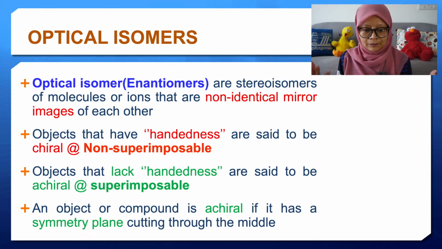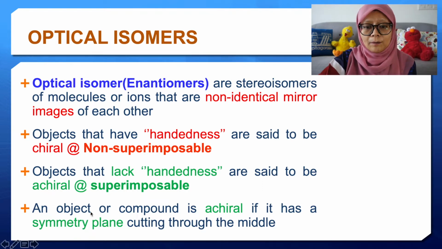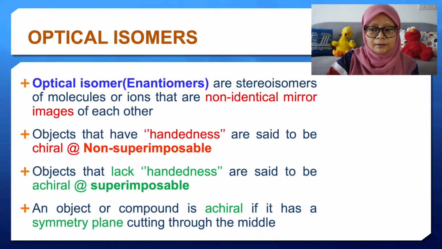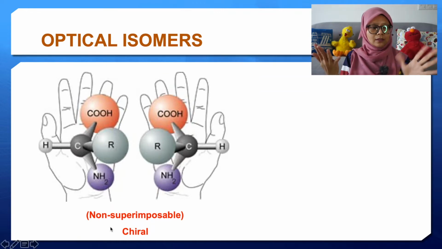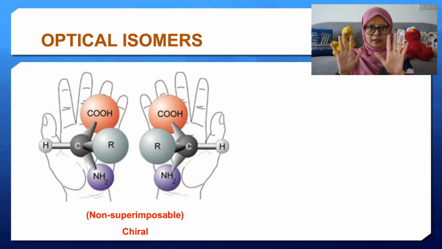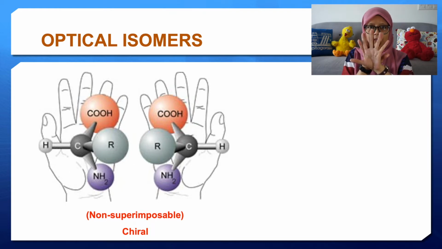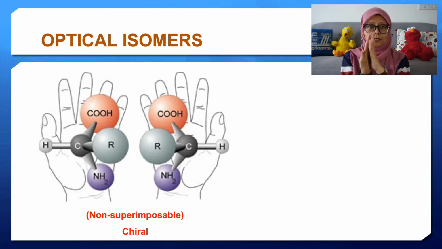So in these optical isomers, we have two terms that you need to remember: chiral and achiral. An object or compound is achiral if it has a symmetry plane cutting through the middle. This is what we call handedness. If you see your hand here and you put this hand onto this hand, this is where we have non-superimposable. Not like this, it's supposed to be like this. So this is where we have the non-superimposable, or chiral.